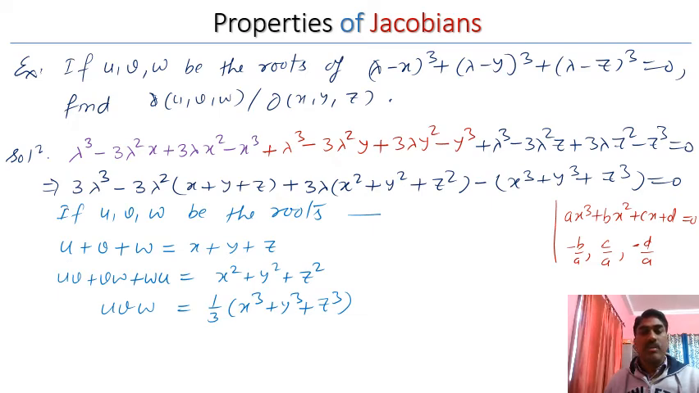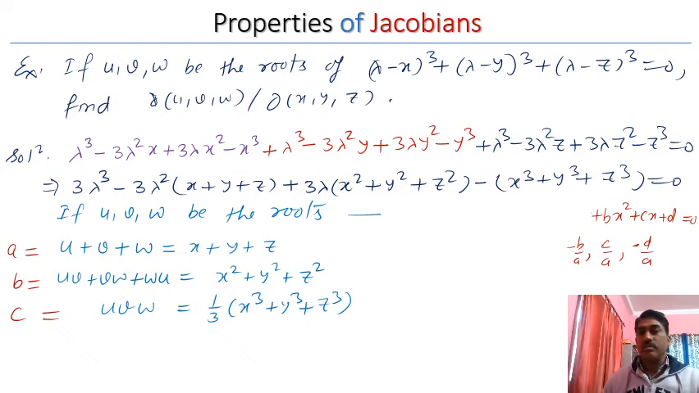So we can now proceed to find our Jacobians. At the same point, let us name our relations as a is equal to this, b is equal to this, and c is equal to this, so that we can find the Jacobian of a, b, c with respect to x, y, and z. So what will be the Jacobian of a, b, c with respect to x, y, z?